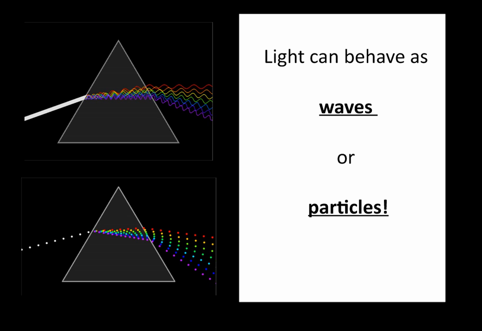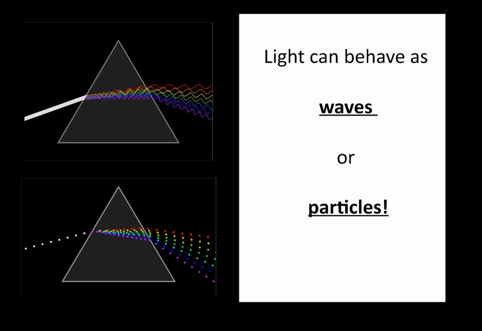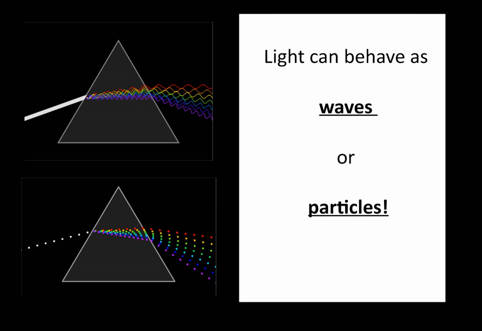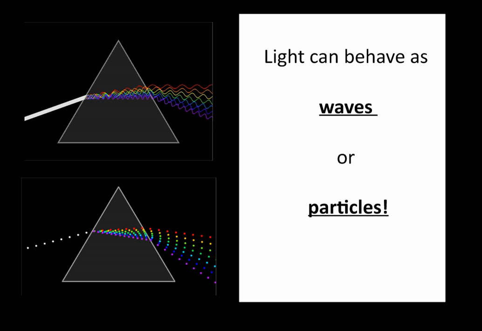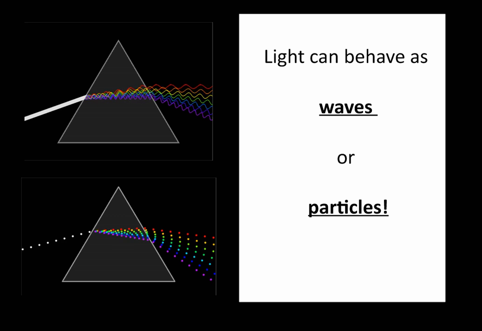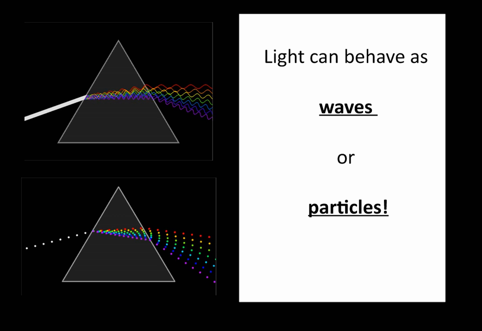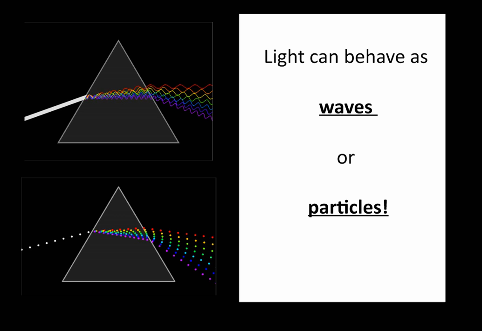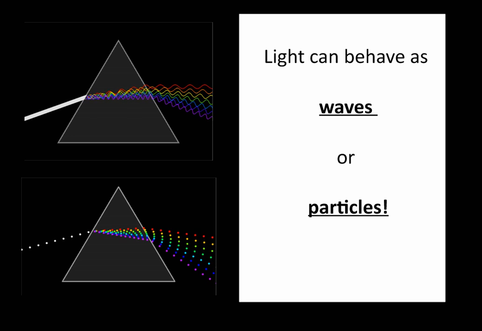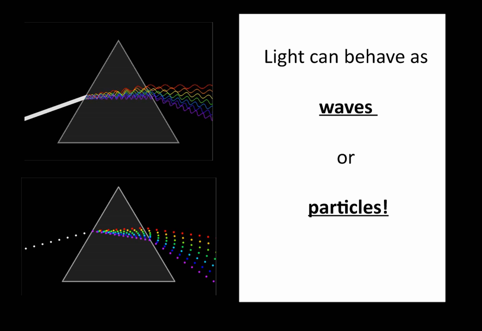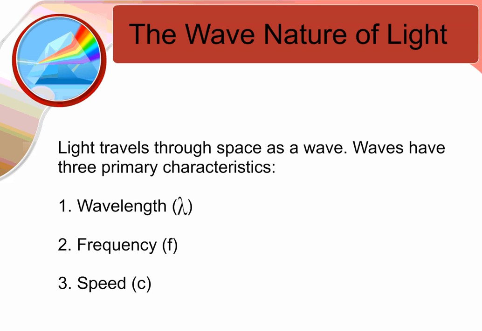An interesting property of light is that it can behave as either waves or particles, depending on the circumstances. This is called the wave-particle duality of light. The fact that light can act as particles and can transfer all of its energy to another particle, such as an electron, was an important fact in the development of the quantum mechanical model or modern atomic theory. In this unit, we will focus on the wave nature of light.